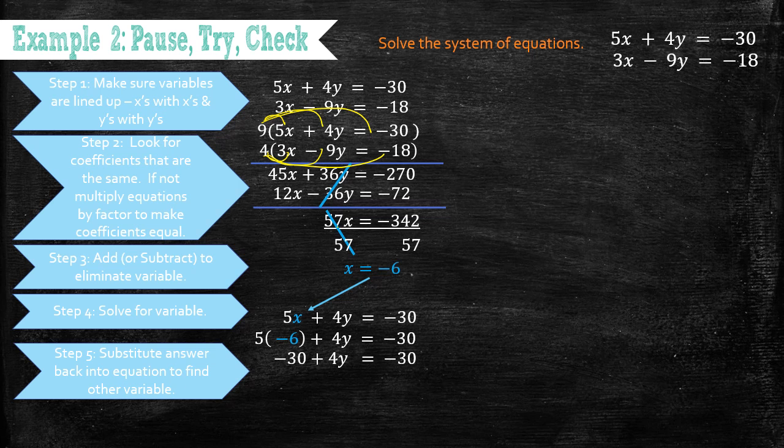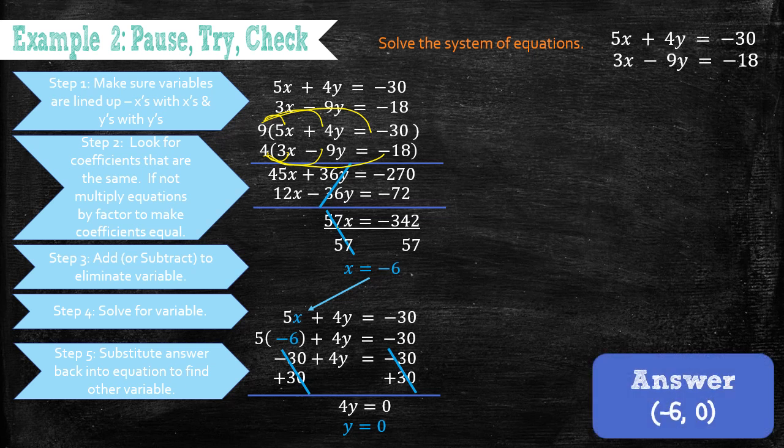So I have a -30. To undo that, we would add 30 to both sides. And I end up with 0 on the right because -30 plus 30 is also 0. So 4y equals 0. So y is just going to equal 0. So my answer for this system is (-6, 0).